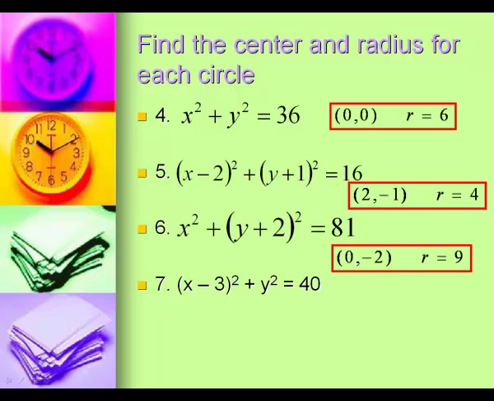And on the last one, the center is at 3 and 0. And the square root of 40 is 6.3, so the radius would be 6.3.